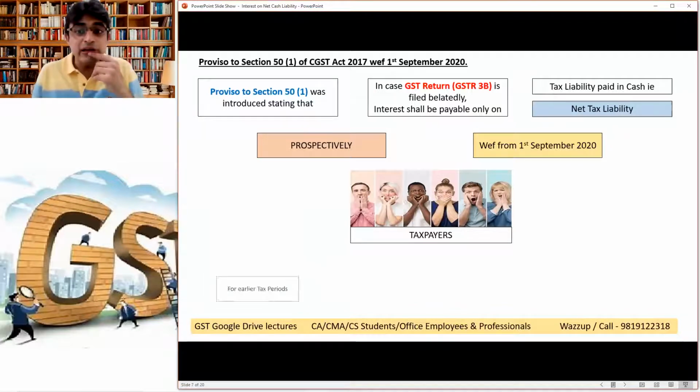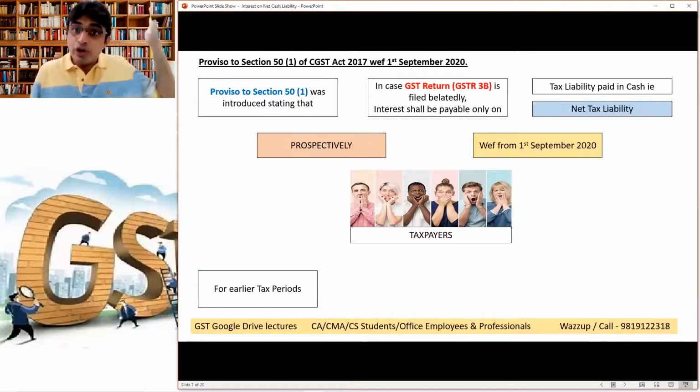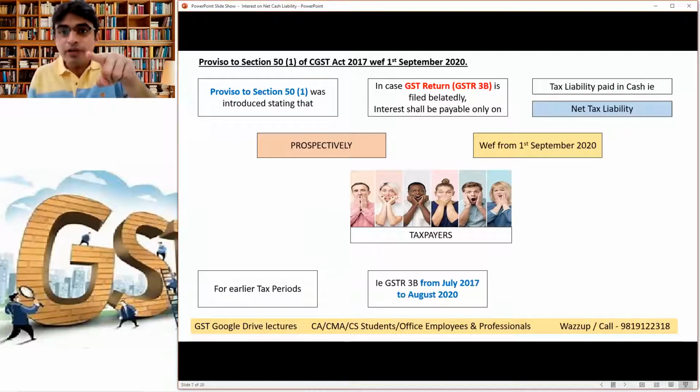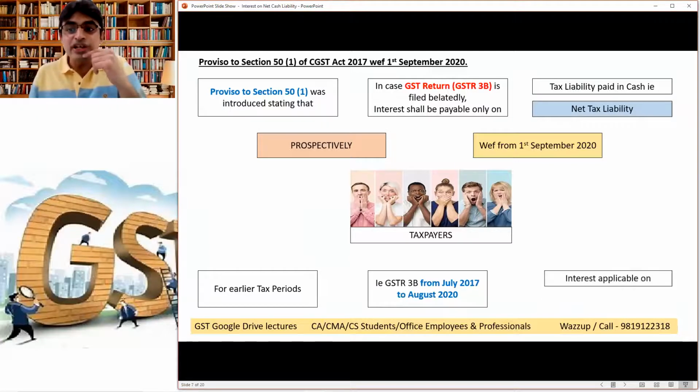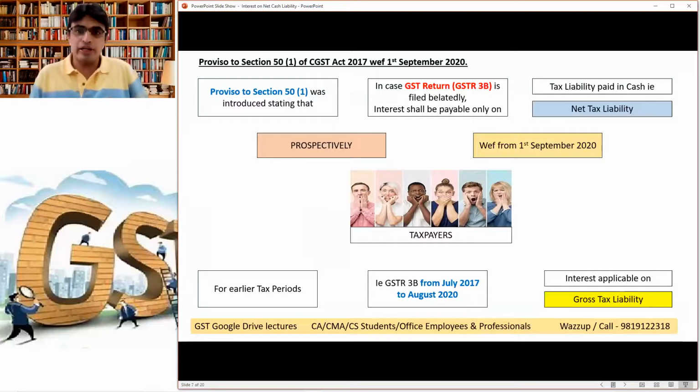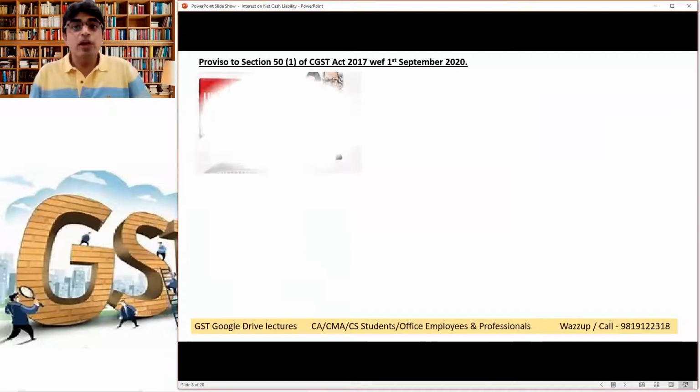It came prospectively. Taxpayers were afraid that for the earlier tax period from July 17 to September 20, they would be required to pay GST on gross tax liability. So this was havoc in the market everywhere. That proposal was something else. The proviso said something else. Now what happened?